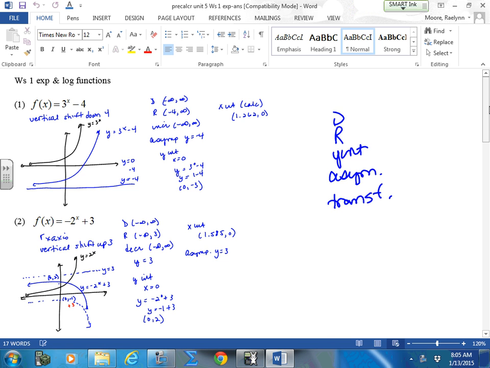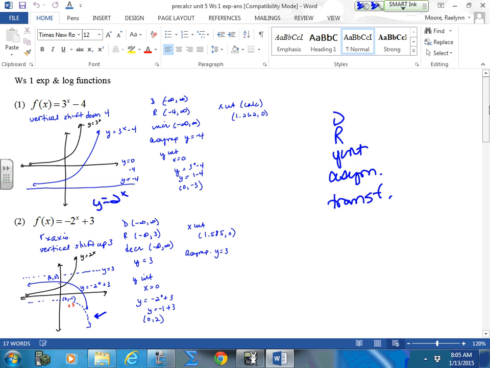Now the second one, here's your parent graph, 2 to the x. Put that in your calculator. And in the second one, just put the negative in front. What does this negative do? Reflect over the x-axis. So my original one will now reflect and will be this one. There's your reflection. And then this will go up 3 units, a vertical shift up 3 units.